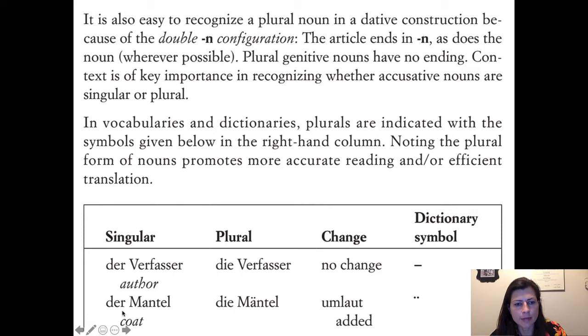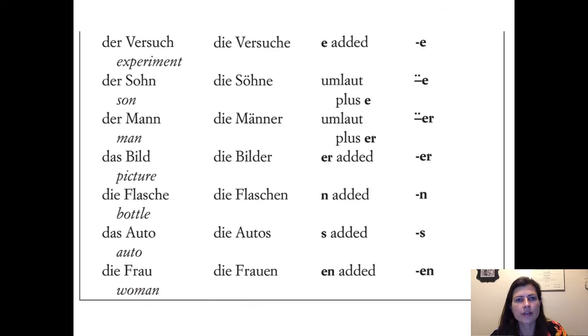What about der Mantel? Its change happens to be an umlaut added. So you go from der Mantel to die Mäntel. So of course you change the article like you always do, and then it happens to have that change. So you add the umlaut. And then we have all these other ways. So the E, the umlaut plus an E, or all the different combinations. And it's only in words of foreign origin, like das Auto, that then take an S. But all the others have all the different endings that are not S's to make plural.